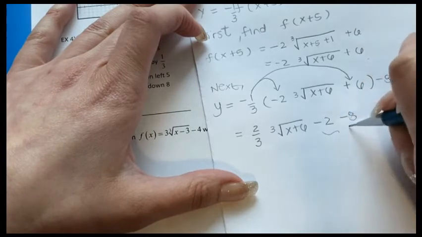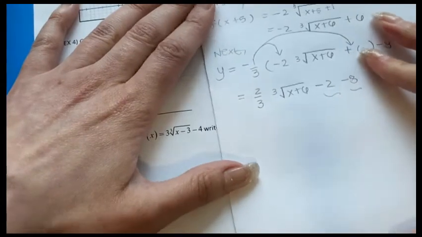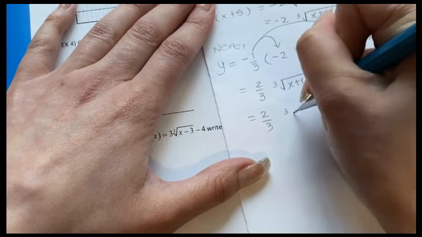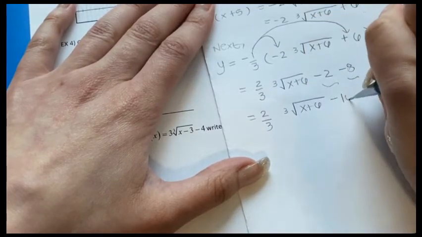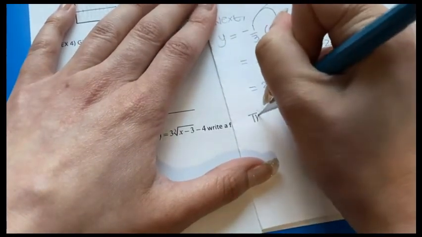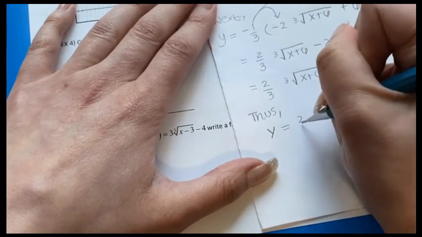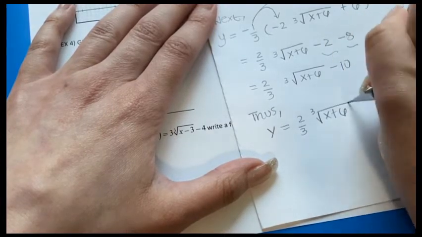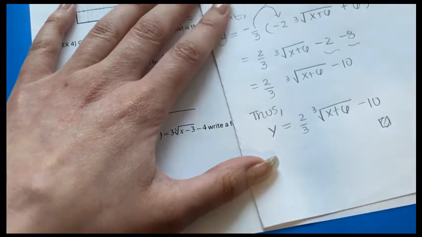As you can see, these two are like terms. Therefore what you have here is 2/3 the cube root of x plus 6, and then you have the negative 10 here, and that's it. So thus, let me conclude, and actually I can put it on my piece of paper. y equals 2 over 3 cube root of x plus 6, minus 10, and that's it for this problem.